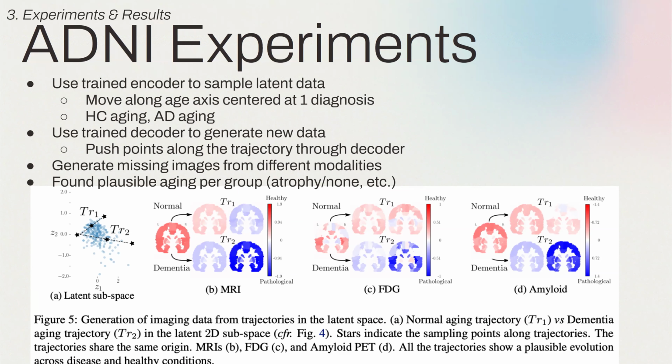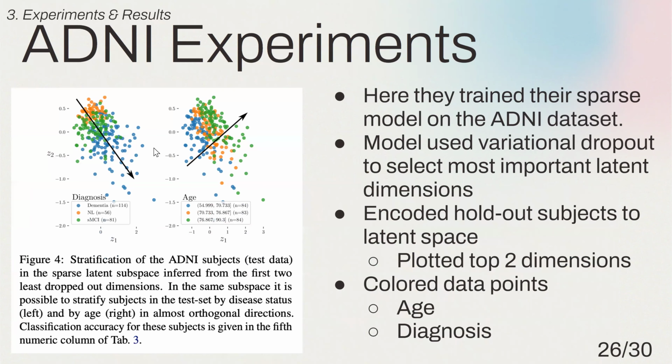What they do here is, after they train their model, they have these axes for age and diagnosis, according to how they plotted these points in the lower dimensional space, according to those two most important dimensions. So you can see some of the values that they exist in.